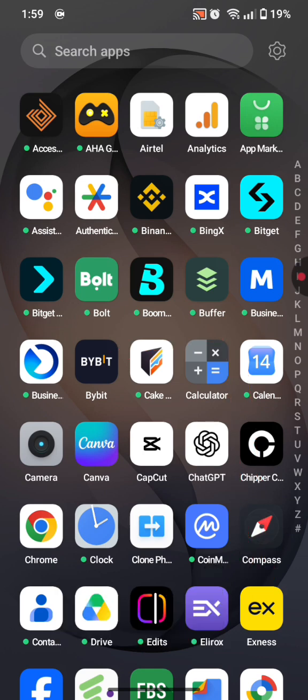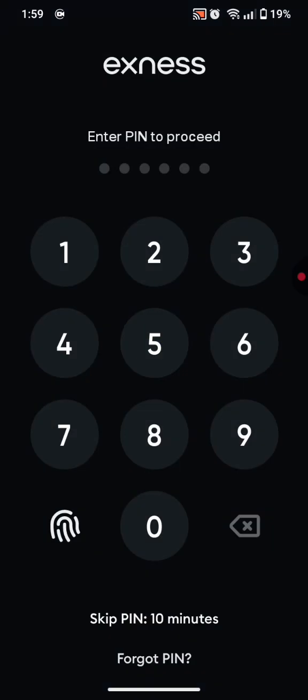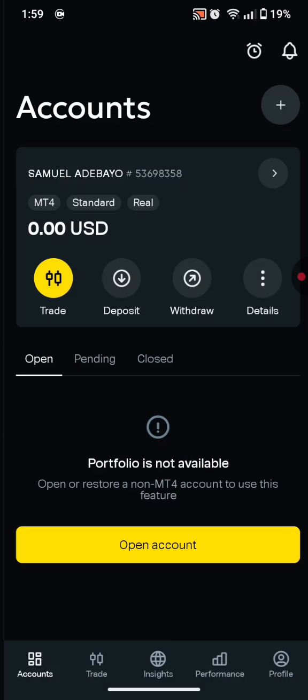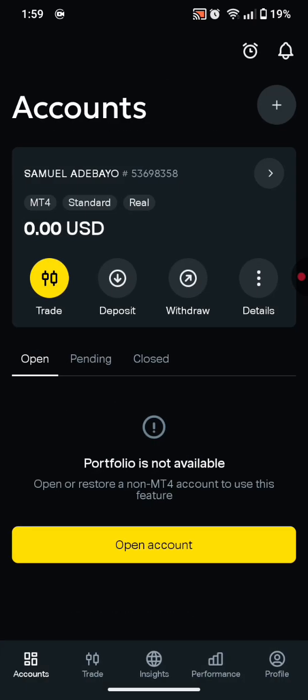So guys, let me open my Exness mobile app and enter the pin. Okay, then first off, as I always say, anything that does not have a track record, don't put your money into it, because such a thing will make you lose money eventually. So I'm going to show you guys my track record first.